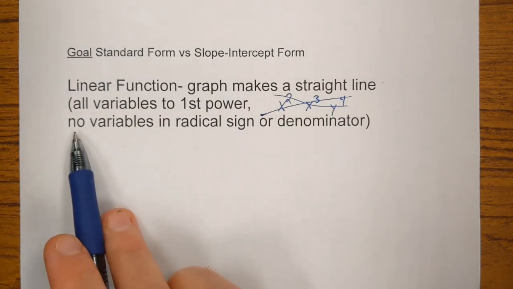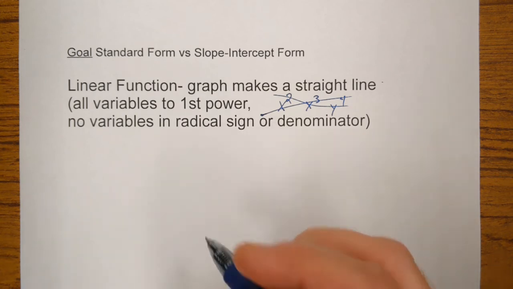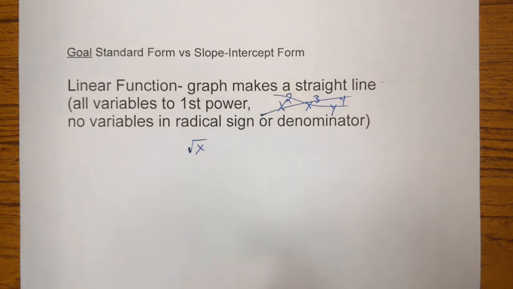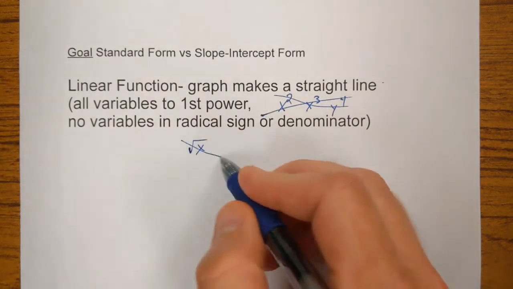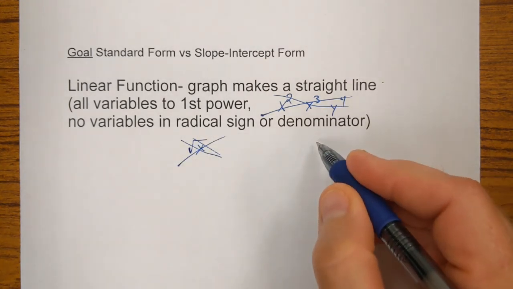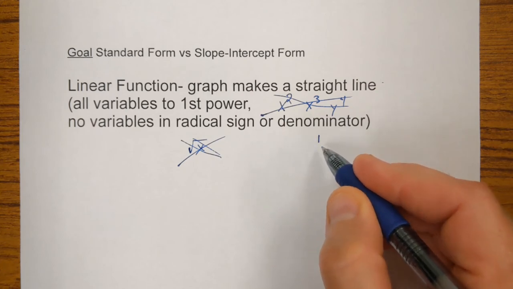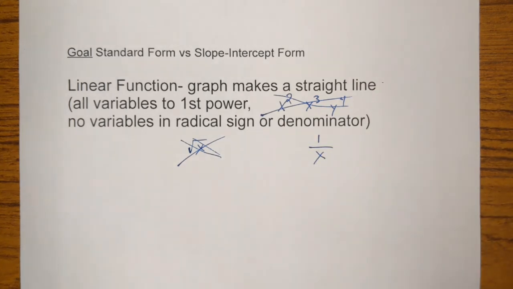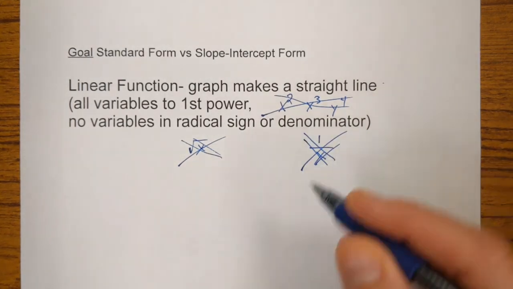In a linear function, none of the variables will be in a radical sign. So you would never have the square root of x in a linear function, and you would never have a variable in the denominator, which is the bottom of a fraction. So if you ever had something like 1 over x, that would also make it not linear.